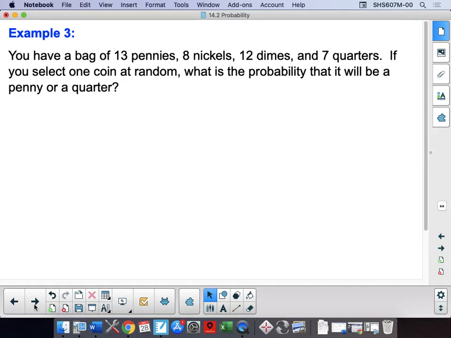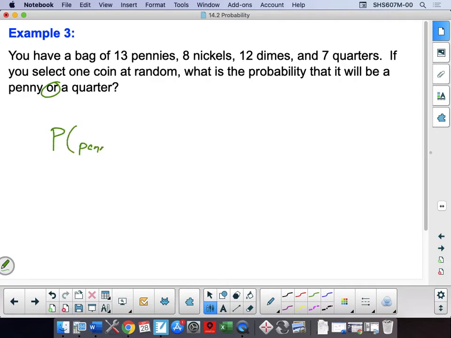So you have a bag of 13 pennies, 8 nickels, 12 dimes, and 7 quarters. If you select one coin at random, closing my eyes and reaching in the bag, not knowing the difference between a penny and a dime, what's the probability that it will be a penny or a quarter? What's the keyword? Or. Good. This is the second question on the ACT. I mean, this is the difficulty of it. Or is telling me it's going to be adding.